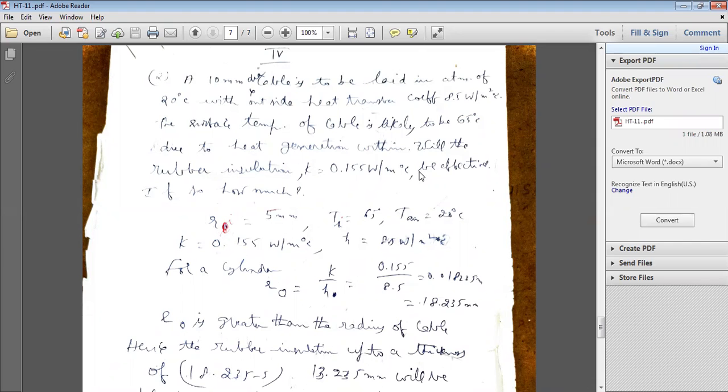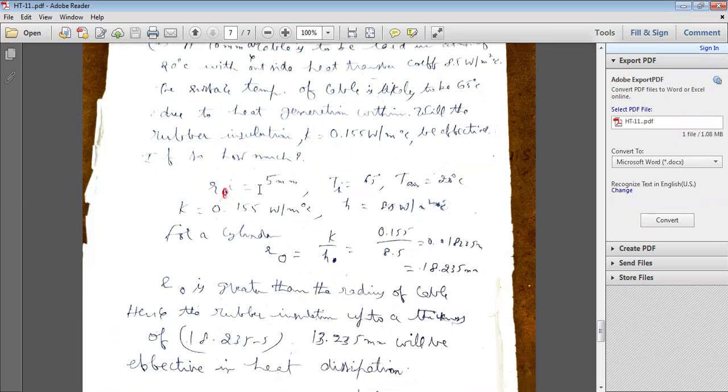Next, what is our problem here? Listen carefully, you will get these types of problems in the final exam. Will the rubber insulation, that is insulating material of thermal conductivity K 0.155 watt per meter Kelvin, either of the units you can use, be effective or not? If so, what is the insulation thickness?